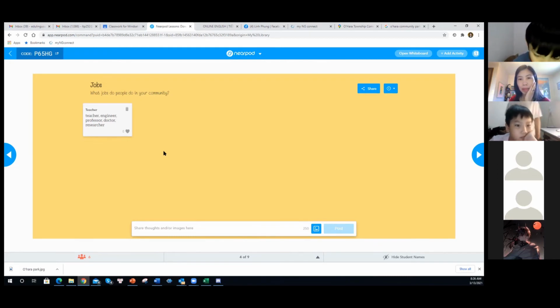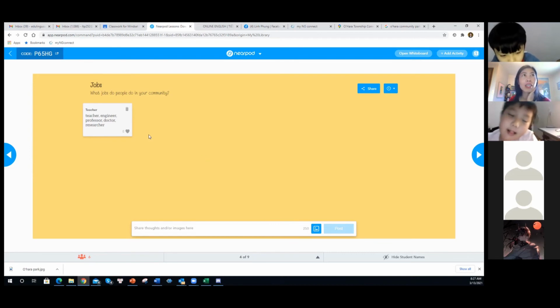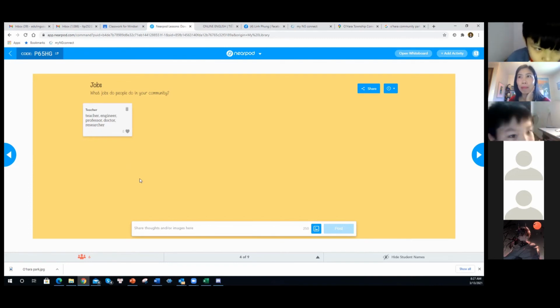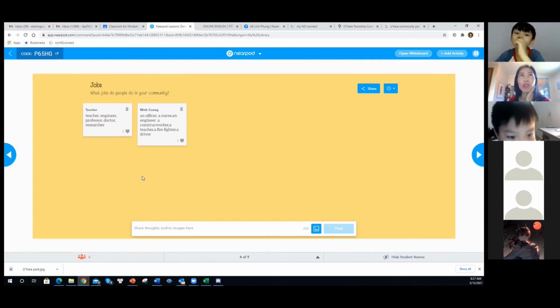Can you type? I haven't seen anything. Ming, are you typing? And others, I want you to share. For me, I already shared. Teacher, engineer, professor, doctor, researcher. My father is a policeman. Yeah, what about your mom? My mom is an accountant. Mm-hmm. That's good. Those are two good words and two good jobs.